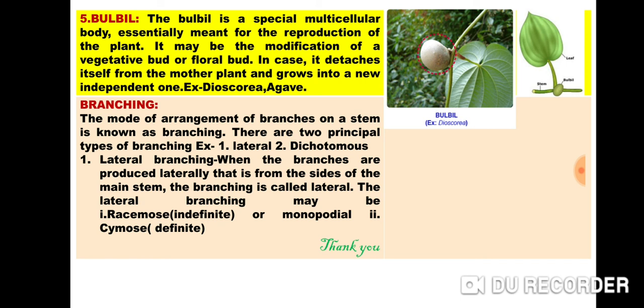Lateral branching: when the branches are produced laterally, that is from the sides of the main stem, the branching is called lateral. The lateral branching may be, number one, racemose, that is indefinite or monopodial. Second one is cymose or definite branching.